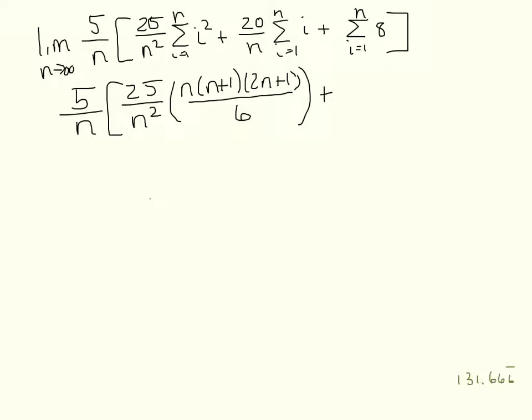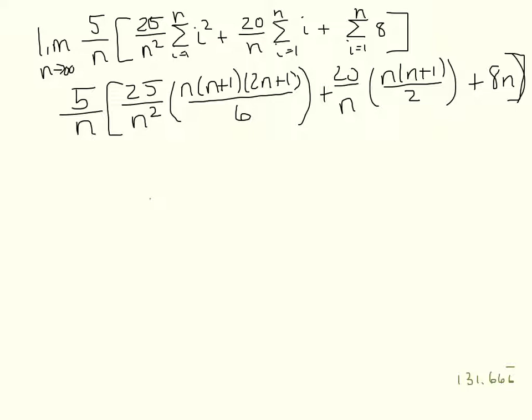Add to that 20 over n times i. Well, we know the summation of i is n times n plus 1 over 2. And I'm just going to go straight to an 8n on the last one because the summation from 1 to n of a constant is just a constant times n.